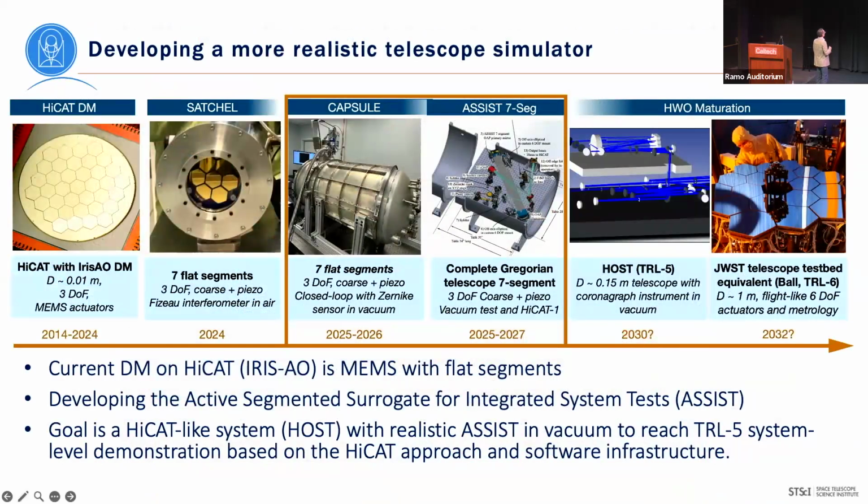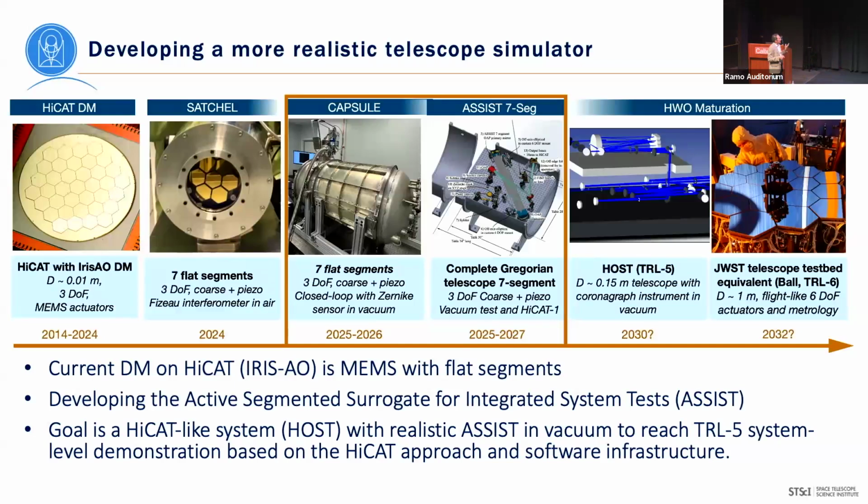So HiCAT has been completed now with this DM. We've done a first experiment in SATCHEL. I'm going to show some results, and that was completed last year. And at the moment, we're working on these 2 experiments. One is a closed-loop Zernike demonstration, and one is a first prototype of a complete Gregorian-style telescope that could be attached to something like HiCAT.